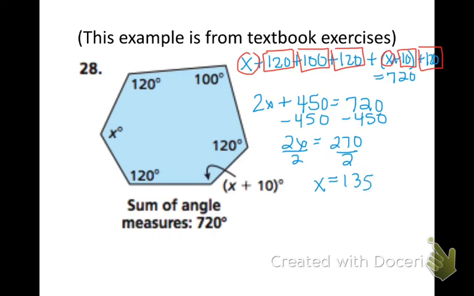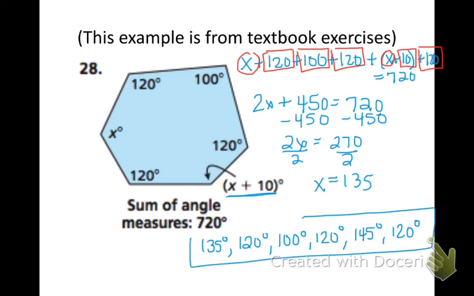Okay, so now to list the angles, because I need all the angles. I have the original x, which is 135 degrees. I have the 120 that was given, the 100 that was given. Now don't forget about this guy right here. I have to do, oops, I have another 120. In the end, I was going to ask you to count them. So 135 plus 10 is 145, and then one more 120. So I have 1, 2, 3, 4, 5, 6. I know that I have all 6. The other thing you could do is add up all 6 of these numbers and these degrees to see if they equal 720, and then you'll be done.